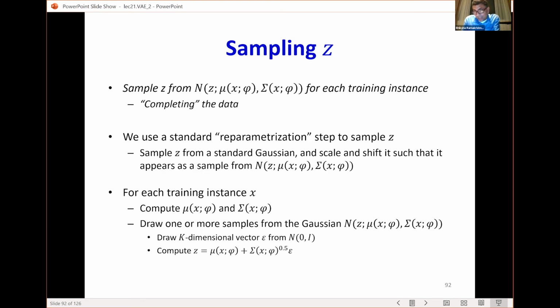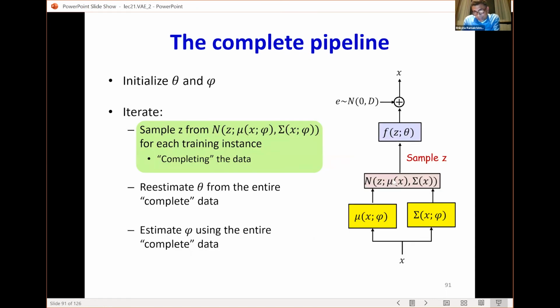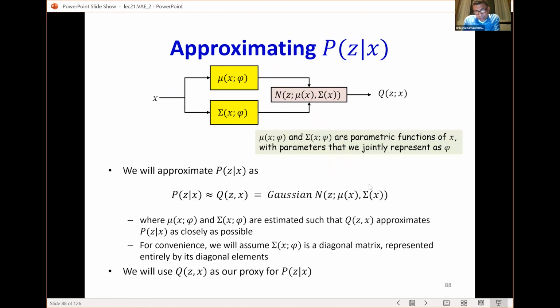So phi, remember, I'm trying to approximate p of z given x using some Gaussian, right? So to make this approximation as close as possible, the mean and the variance of this Gaussian must themselves be functions of x. Those functions will have parameters.